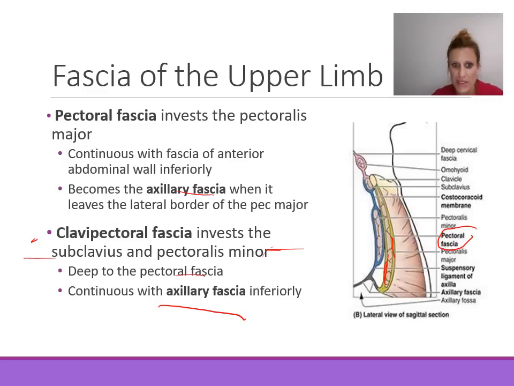In blue here, you see the clavipectoral fascia, right? So the subclavius is this muscle right here underneath the clavicle. You can see how it comes around there. Costocoracoid membrane is the specific part of the fascia, and then you can see it invests the pectoralis minor, and then it comes down to form the axillary fascia. And the pectoral fascia also comes in to form the axillary fascia.